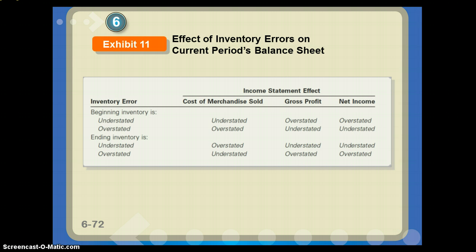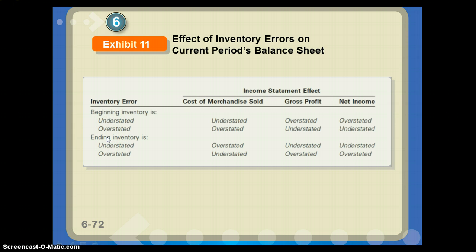Finally, we've got an effect on the current period's balance sheet. This says income statement effect. It should say balance sheet. That is an error there. Same kind of idea here. Your gross profit and net income are going to move together. Your beginning inventory on your balance sheet, that's an asset in this case. If your asset is understated, in this case it's going the same as the cost of merchandise sold, being understated, and if that's understated, that means that your expenses are understated, which means it shows you have more gross profit and net income, and it would work the opposite for being overstated.